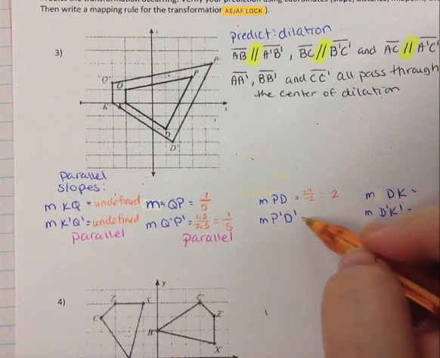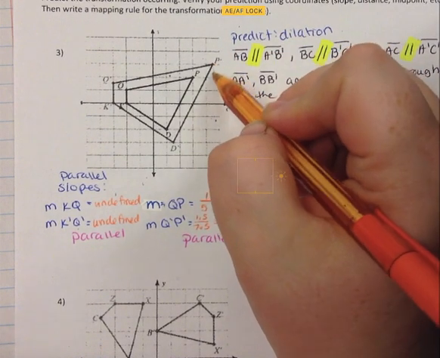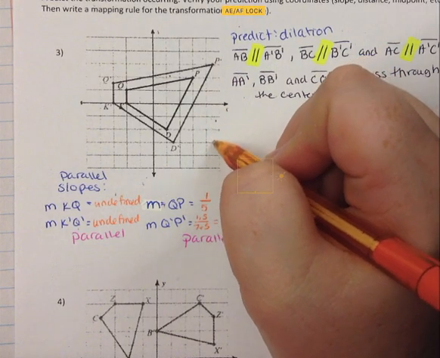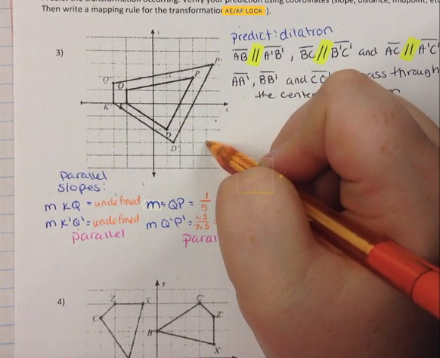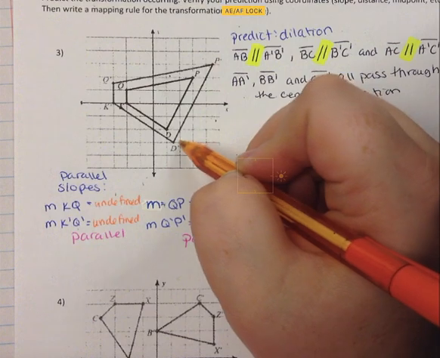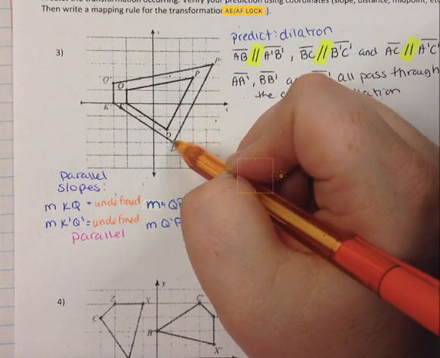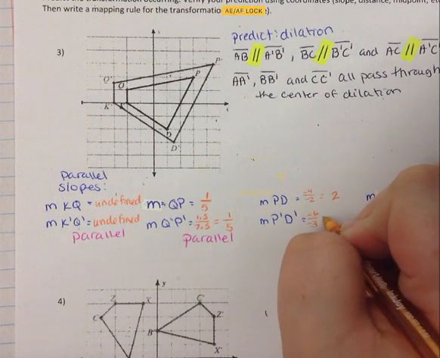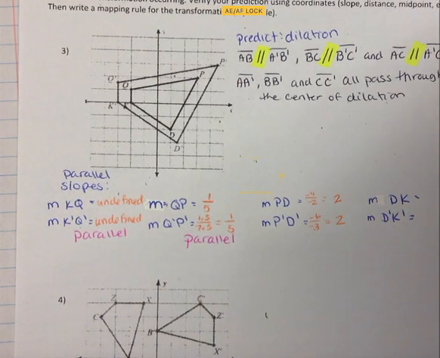So from P prime to D prime, we went down 1, 2, 3, 4, 5, 6, and then left, that's a half, 1.5, 2.5, plus another half is 3. So that's down 6 and left 3, which is equal to also a +2. So those are also parallel.